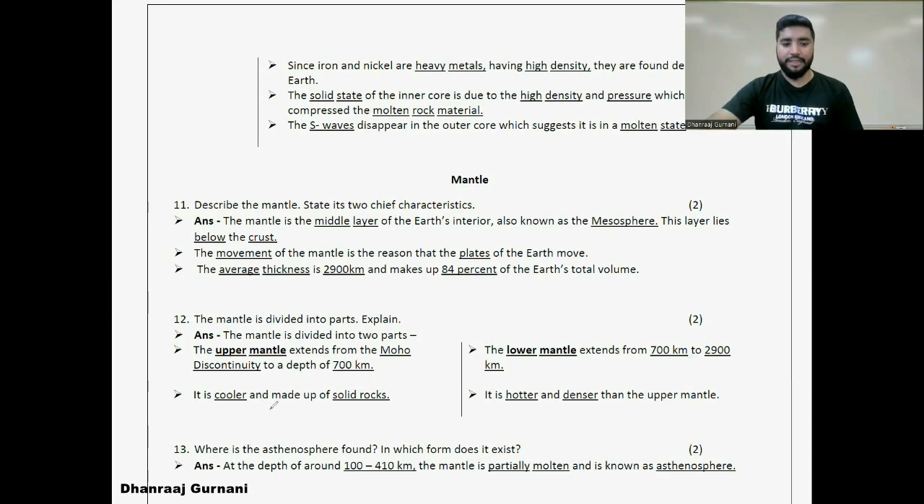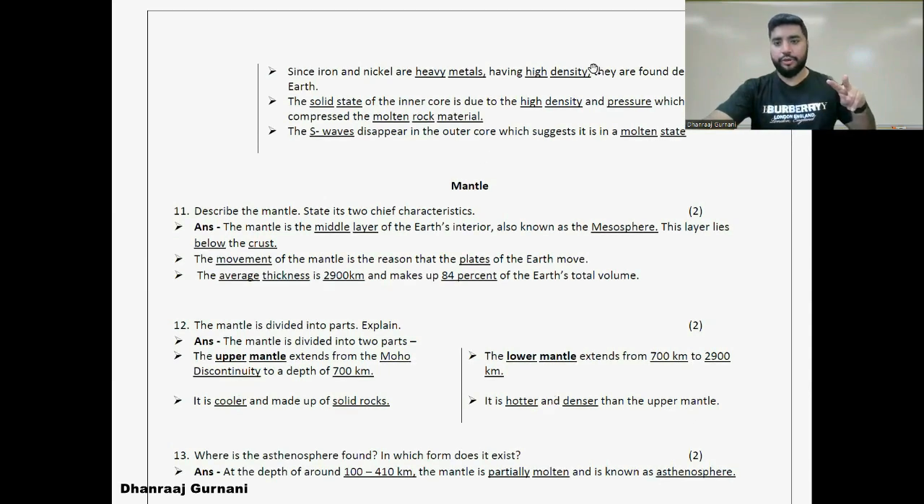The upper mantle is cooler and is made up of solid rocks. The lower mantle is hotter and denser than the upper mantle. Quickly revising the points of the mantle, the upper mantle goes from the Moho discontinuity to 700 kilometers. The lower mantle is from 700 to 2,900 kilometers. The upper mantle is cooler, the lower mantle is hotter and denser.